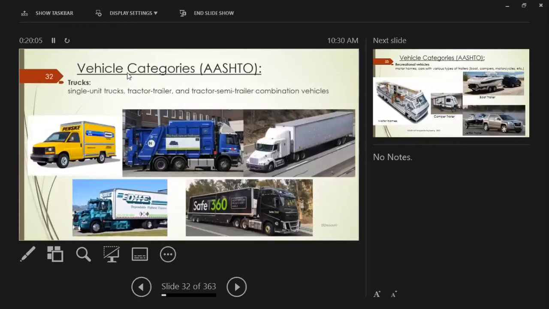For trucks, these are trucks, starting from two-axle trucks to 18-wheelers. All of these are trucks.